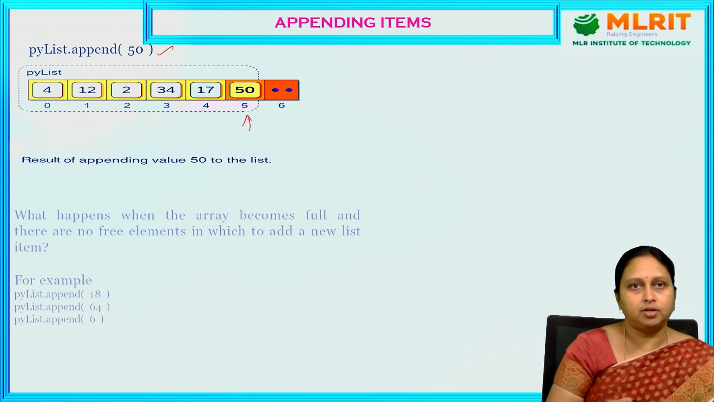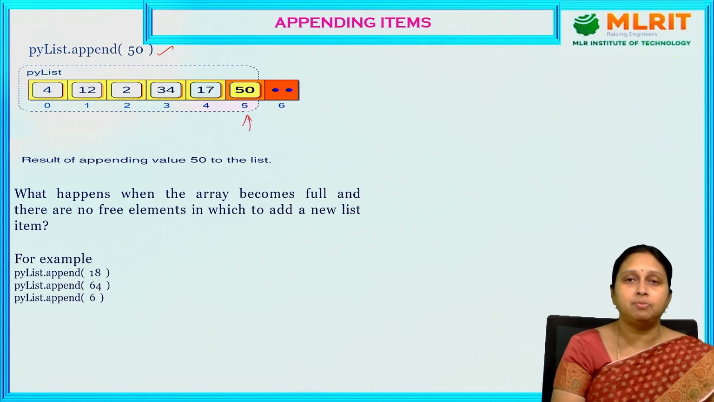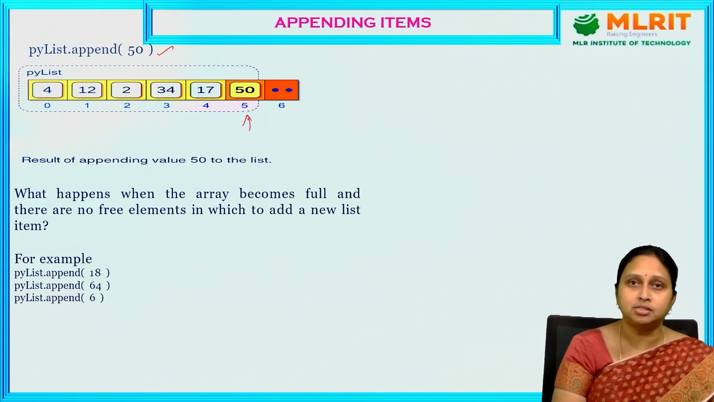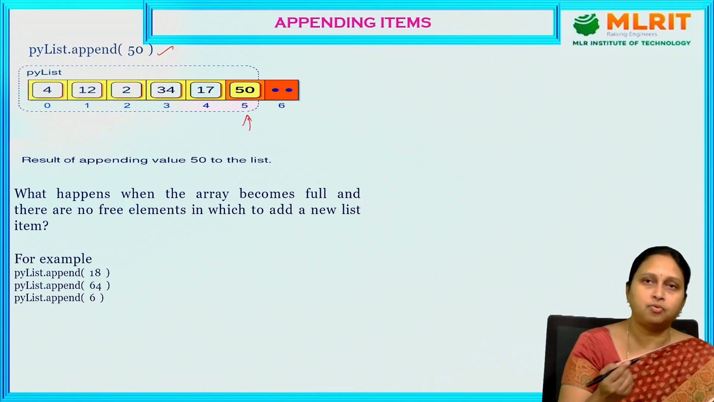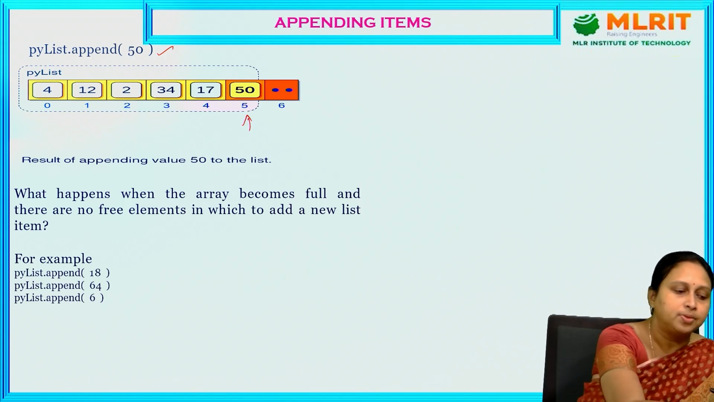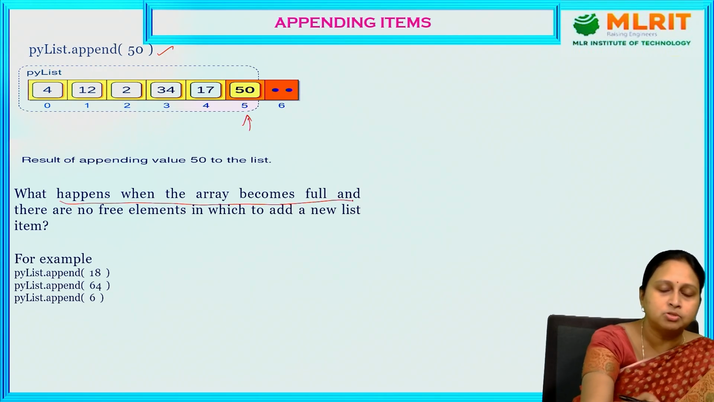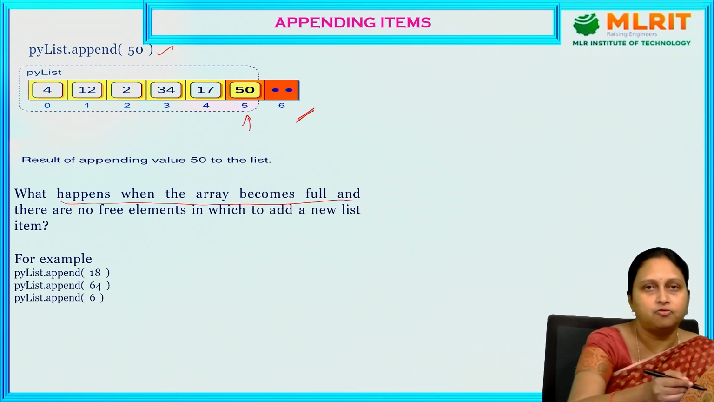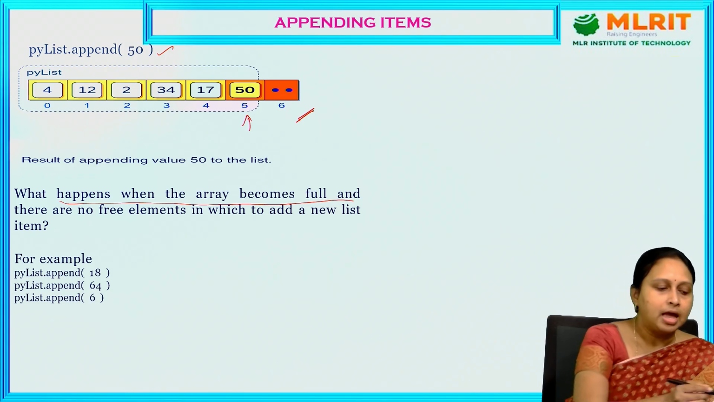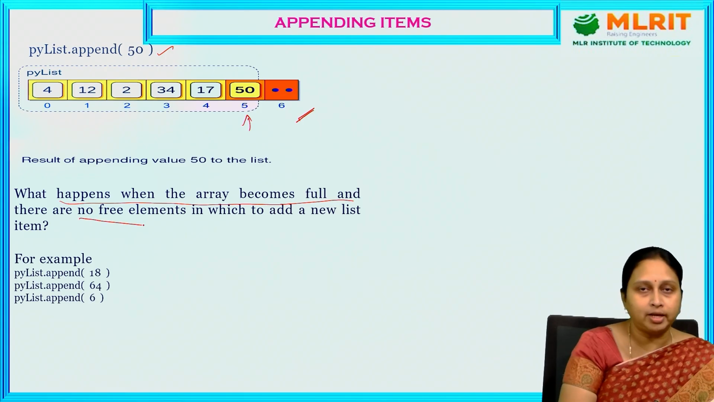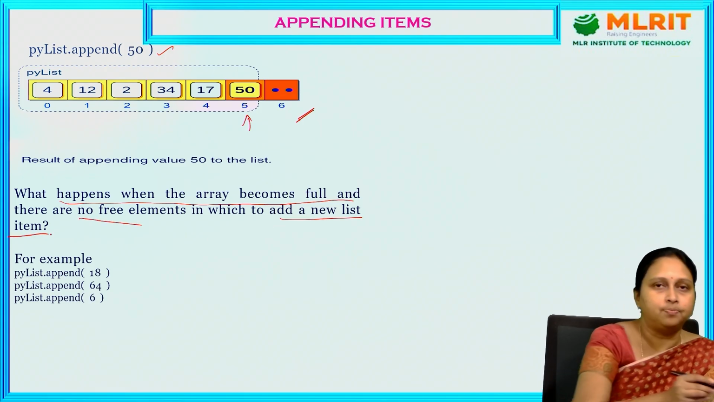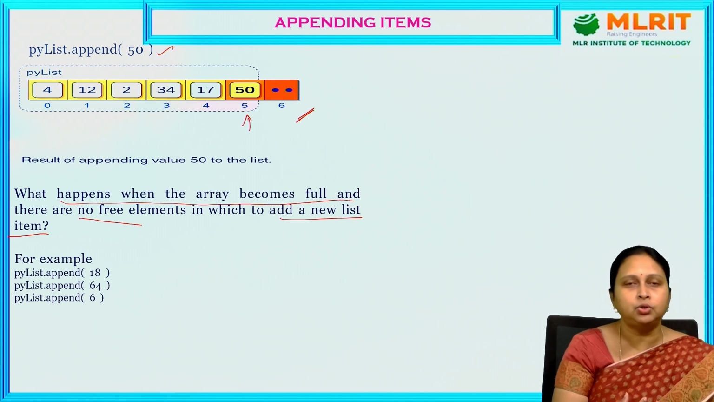The next one, where we are going to see what happens when the array becomes full and there are no free elements in which a new list item can be added. If the array we have taken is full and there is no free element in which to add a new list item, and I want to add a new item into my list, and that memory is already filled, in that particular case, what are we going to do?